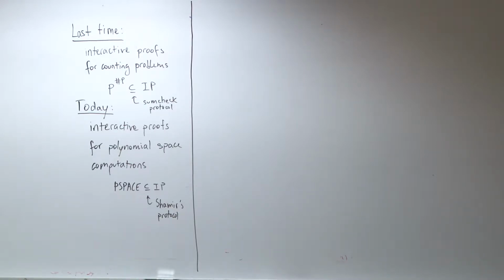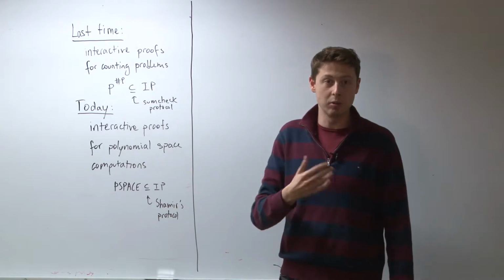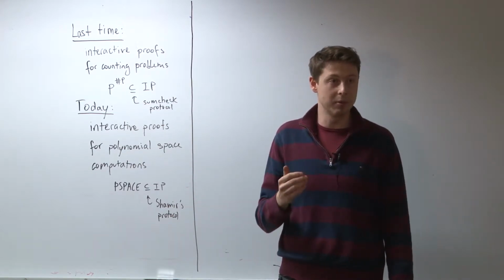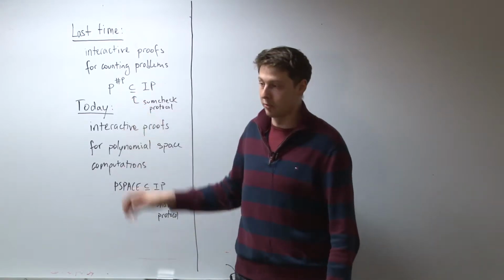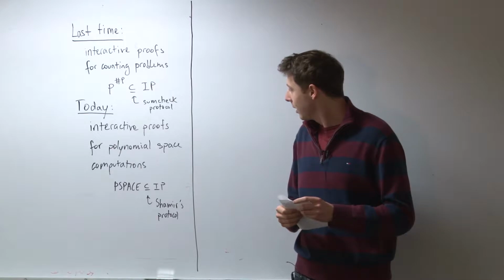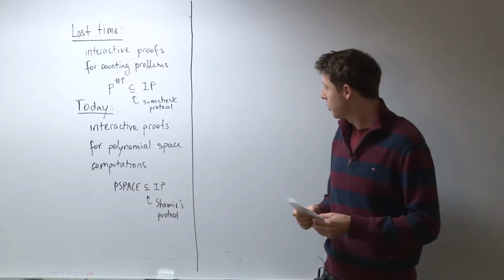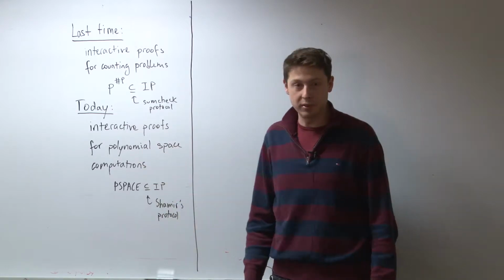We got as much as sharp SAT, which is deciding the correct number of satisfying assignments for a Boolean formula. So that in particular shows that P to the sharp P, so all problems that are decidable in polynomial time with access to a sharp P subroutine, have interactive proofs. So today we're going to go even further, and we're going to show how to construct interactive proofs for all polynomial space computations.